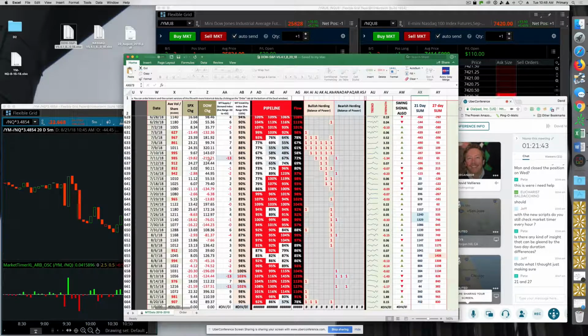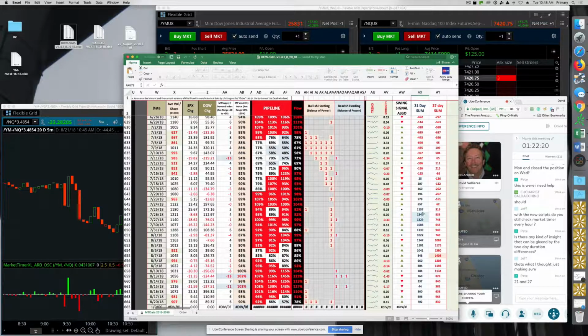On July 11th, the Dow was down 219 points, and there was a huge gap between the 21 and the 27-day sum. In fact, it was building. This wasn't a big gap here, but it started building a pretty big gap in conjunction with a low pipeline reading, which is probably a pretty good indication that the 21-day was going to catch up to the 27-day and go positive, and we had a nice run over the next week. So look for the gaps, the huge gaps.